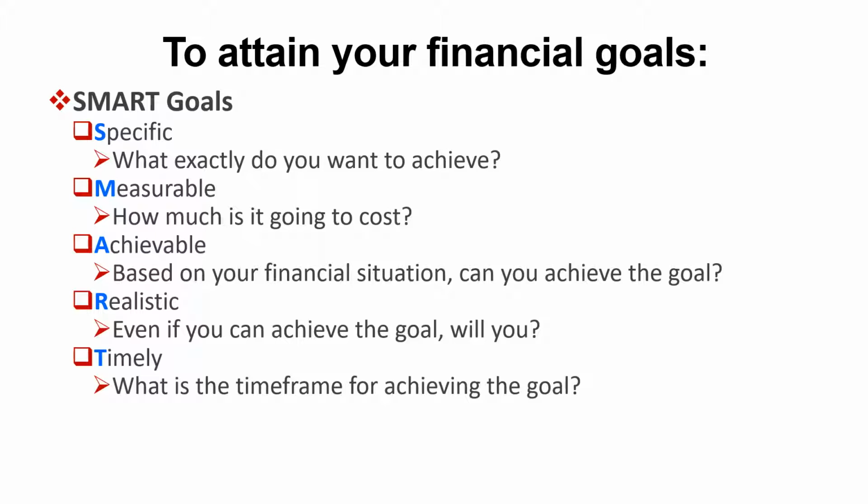Third, achievable. Is it possible for you to earn enough money to buy a nice car or a nice house? Fourth, realistic. If you can earn enough money to buy a nice car or a nice house, will you still have anything left for basic living expenses after you buy a nice car and a nice house? Fifth, timely. When do you want to buy a nice car and a nice house?